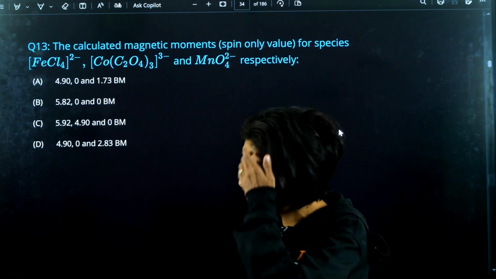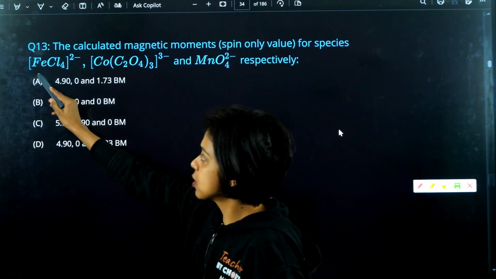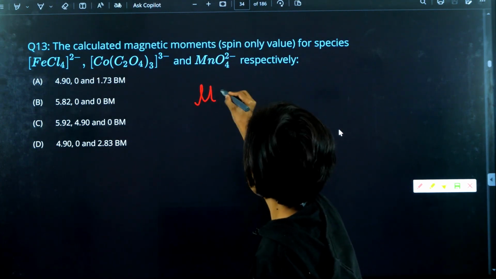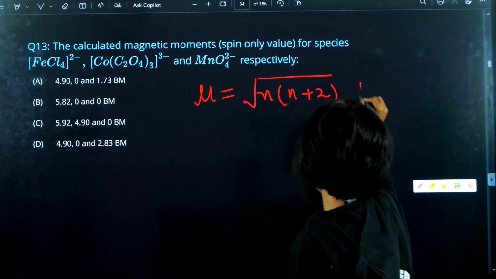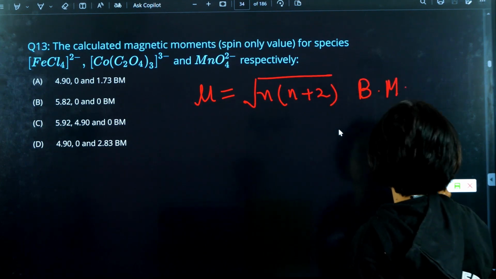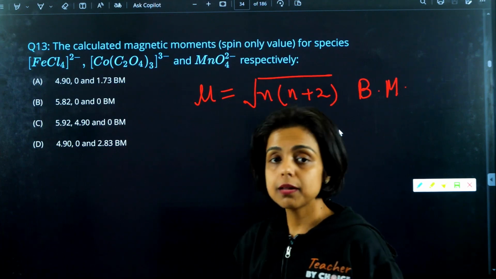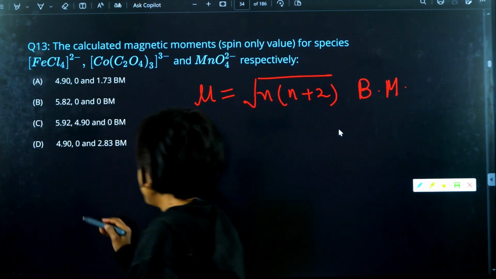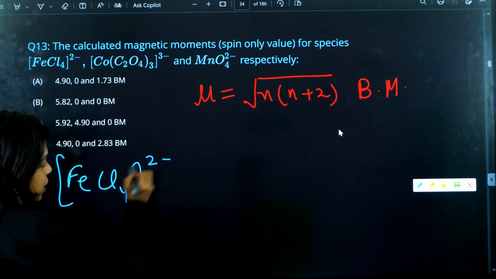Okay guys, first we have this complex, calculate the magnetic moment. To calculate magnetic moment, we need the number of unpaired electrons. So n is the number of unpaired electrons. I hope by now you all know this formula. Many times it is being asked, right? So first you can see the 4 ligands are there. In FeCl4, we have 4 ligands. This is a tetrahedral complex.